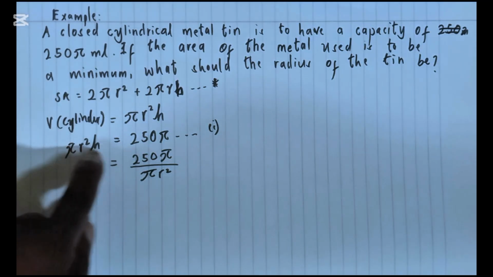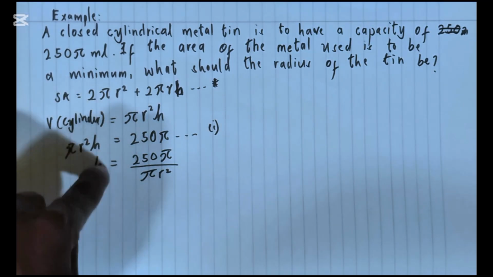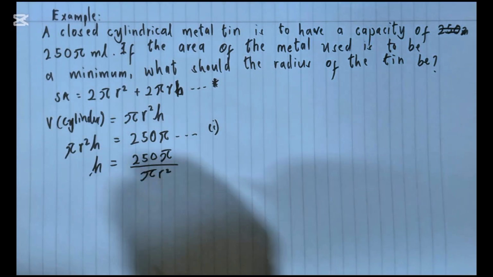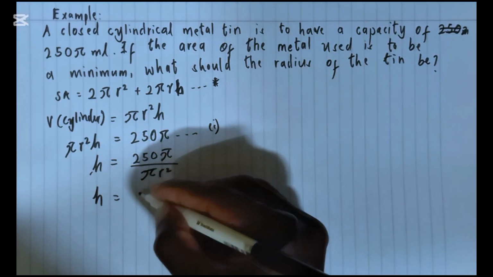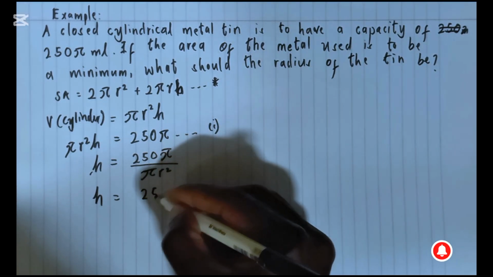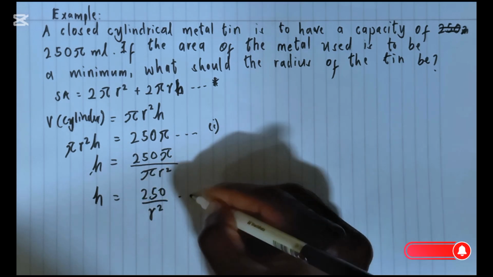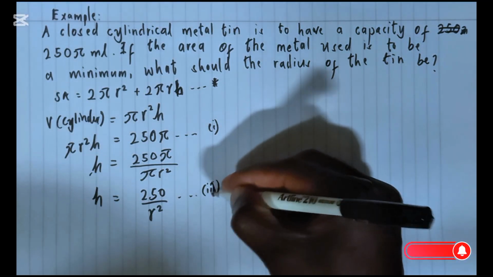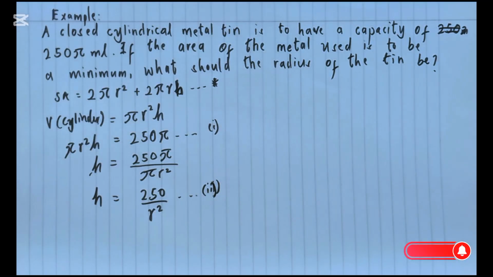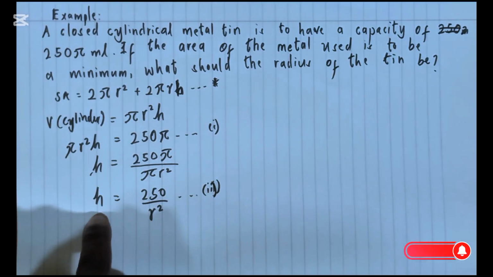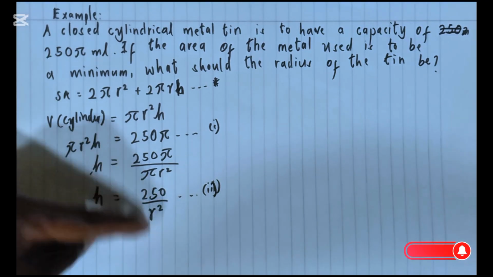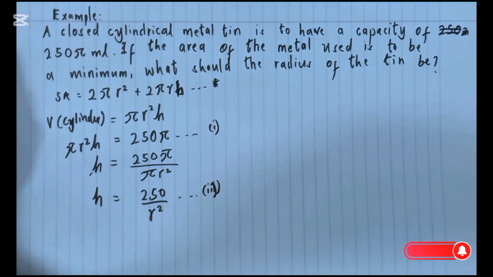So basically when you divide this by pi r squared, you're going to get h, and so this is what you're going to get on the right hand side, 250 pi all over pi r squared. And of course this boils down to h being equal to, pi and pi simplify, so we're going to have 250 over r squared. I'm going to call this equation 2. So equation 2 here is an equation that gives us the value of h, and we found it by equating it to the formula for the volume of the cylinder, basically.